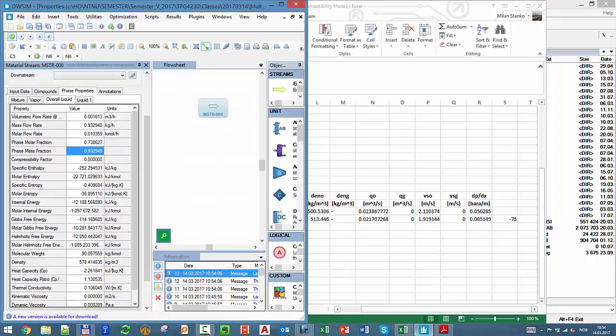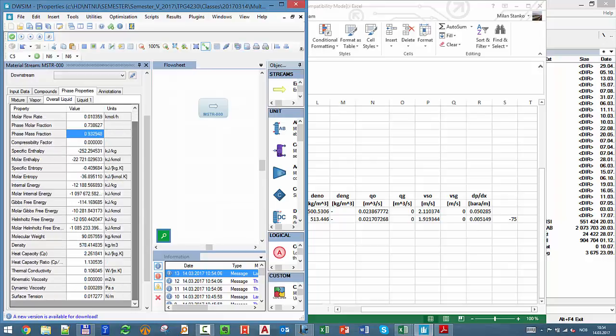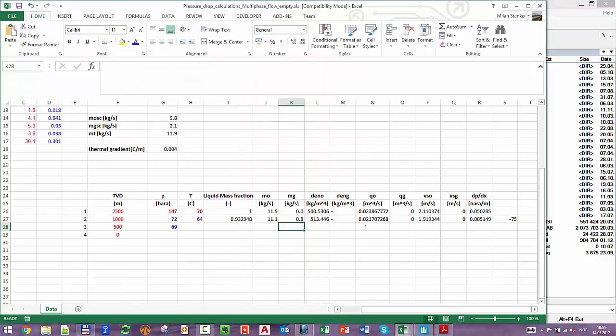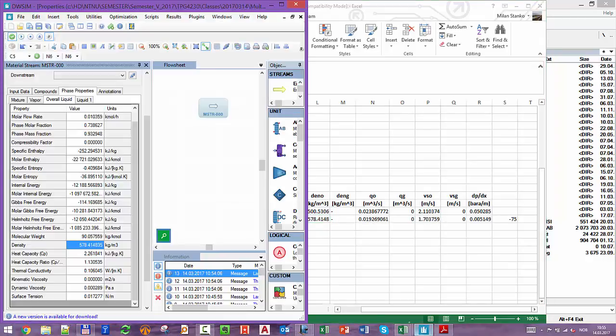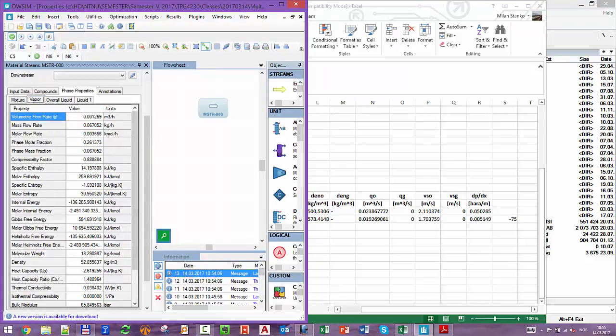Density of the oil, let's see what is the density of the liquid. It's 578. So it became heavier. Why? Because it's releasing gas. Okay, so the light components are escaping, and so it's becoming heavier and heavier. The density of the gas is, so I go here, vapor. Density of the gas is 52, as I told you.